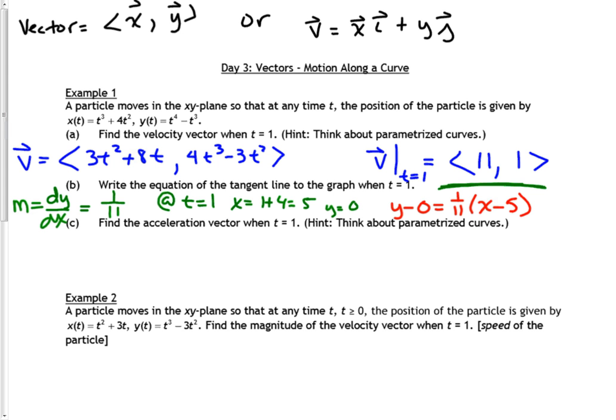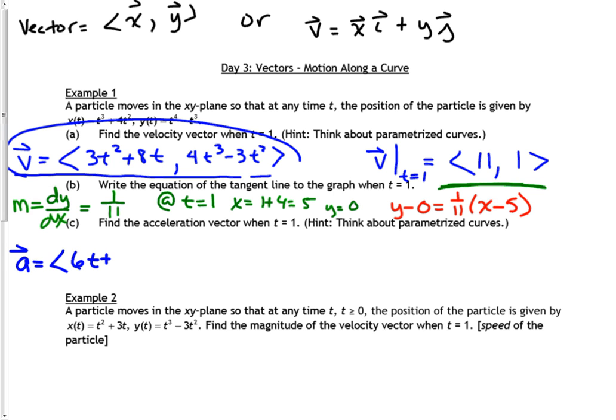Part C is find the acceleration vector when t is 0. Well, I've already got my velocity vector, and I have this in blue right here. So to find my acceleration vector, I need to take the derivative of that. So my acceleration vector is going to be 6t plus 8 as the x component, and then 12t squared minus 6t is my y component.